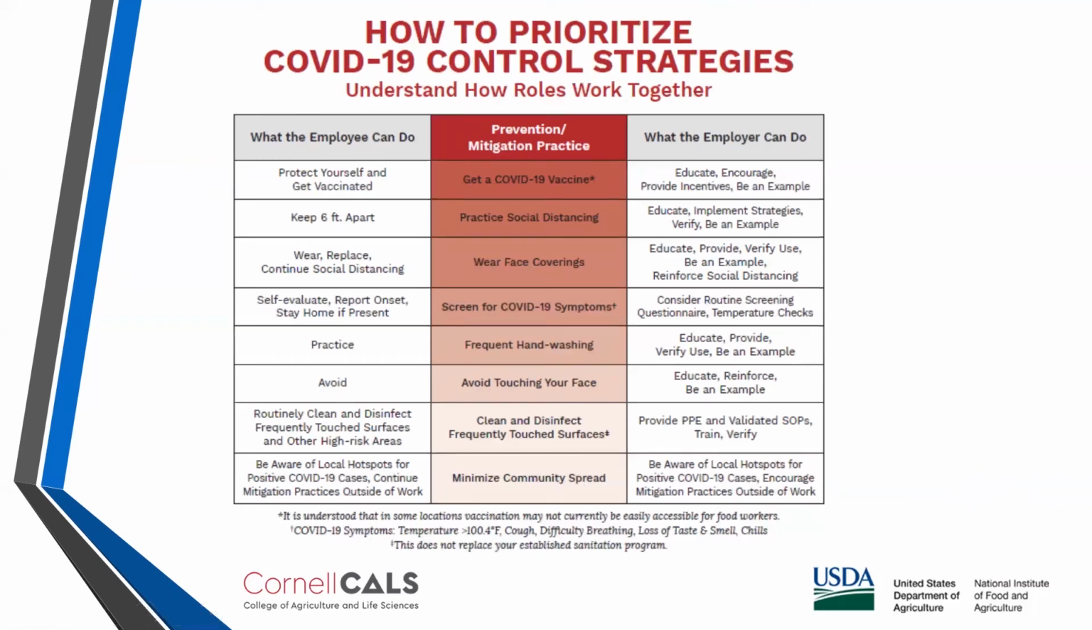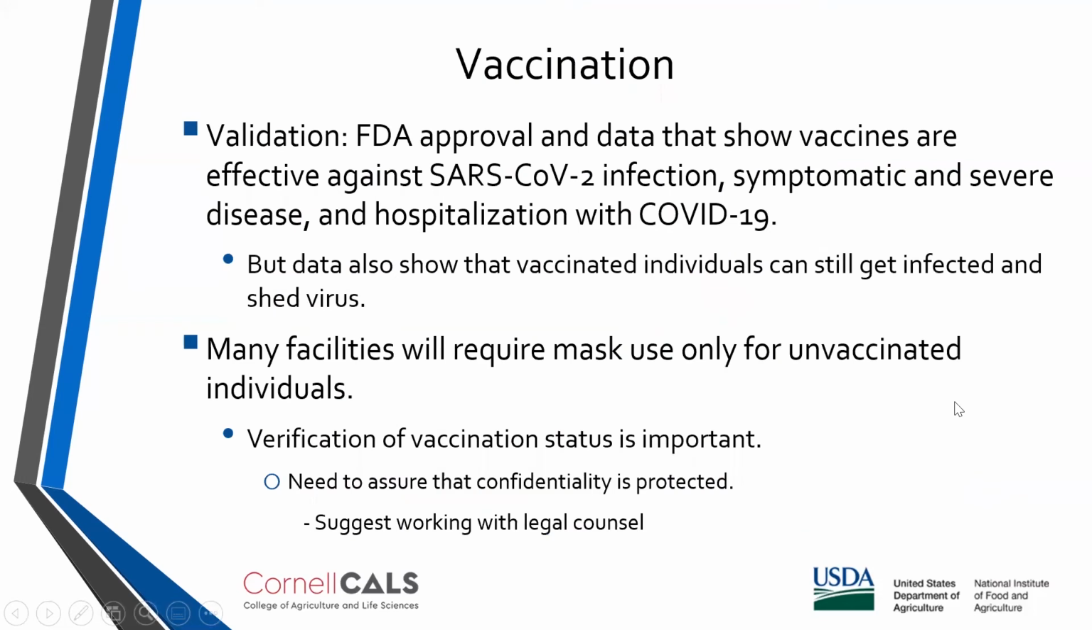Now, how do we apply this to these control strategies for COVID-19? Vaccination is the first example. What will be validation? Similar, or at least in my mind similar, to pasteurization: the FDA approval and the data that show that vaccines are effective against SARS-CoV-2 infections, so symptomatic and severe disease, and reducing hospitalization. That's our validation.